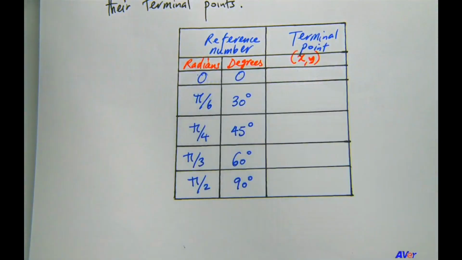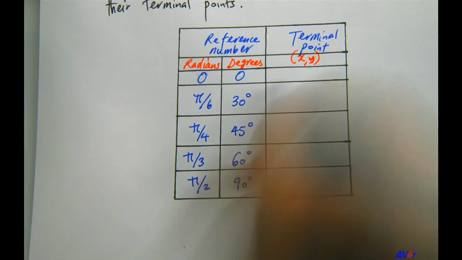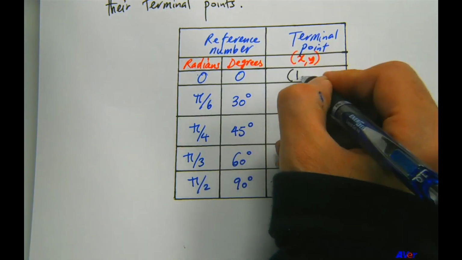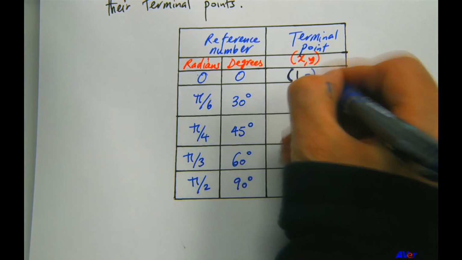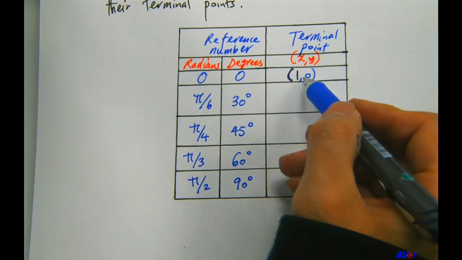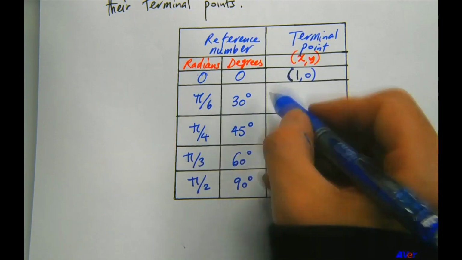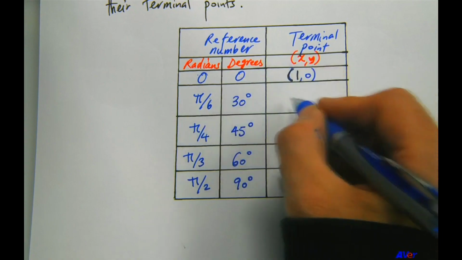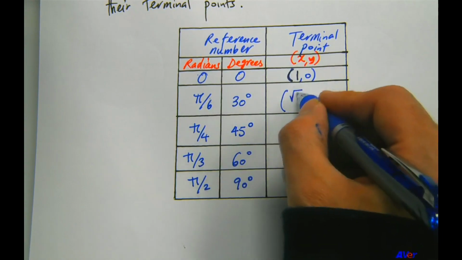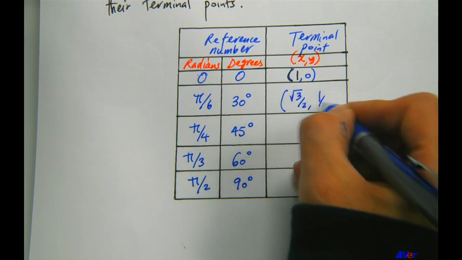For angle 0, that would be 1 comma 0. That's where the terminal point is. For this reference number, it is at square root of 3 over 2 comma 1 over 2.